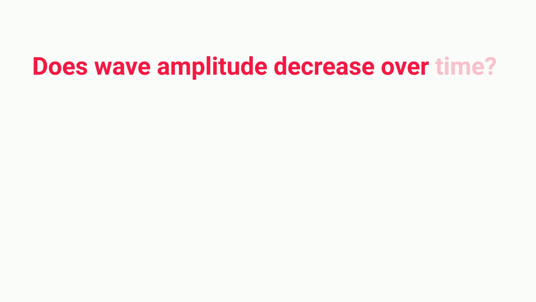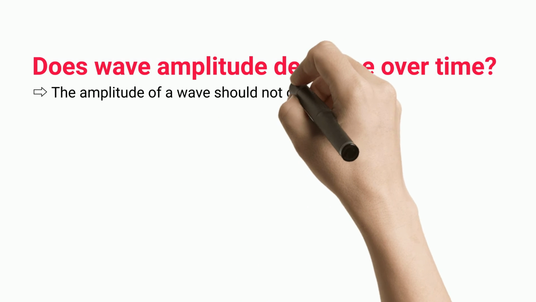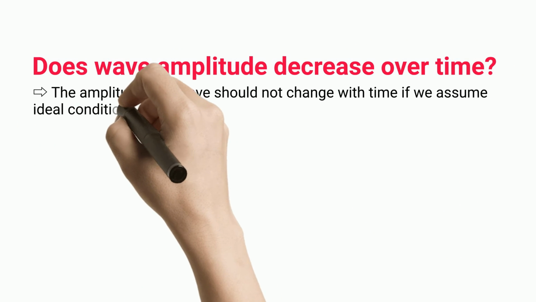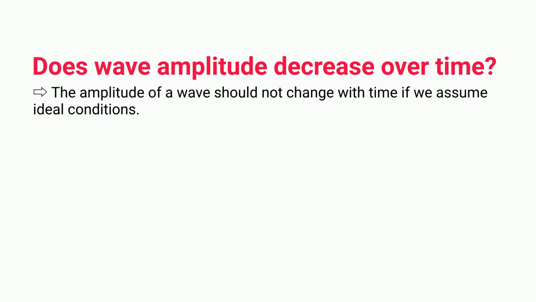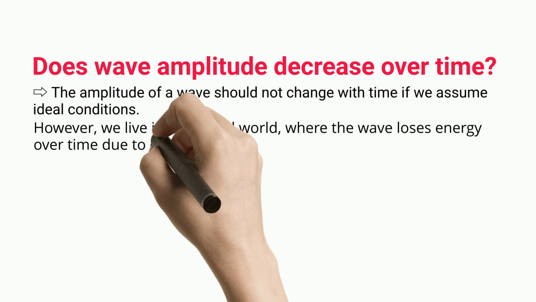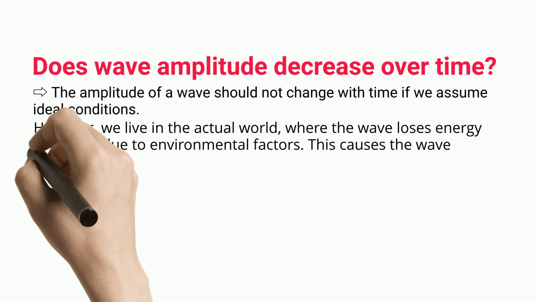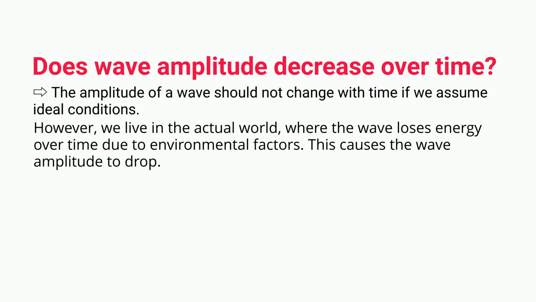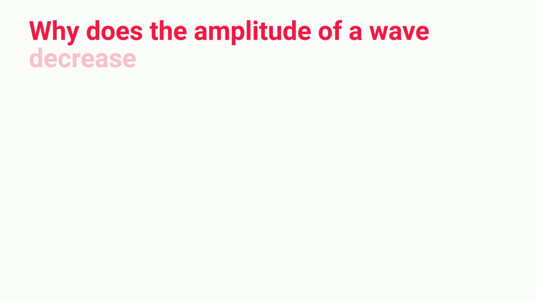Does wave amplitude decrease over time? The amplitude of a wave should not change with time if we assume ideal conditions. However, we live in the actual world, where the wave loses energy over time due to environmental factors. This causes the wave amplitude to drop. Why does the amplitude of a wave decrease over time?